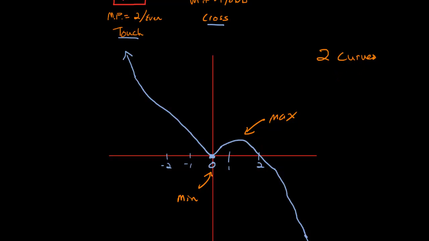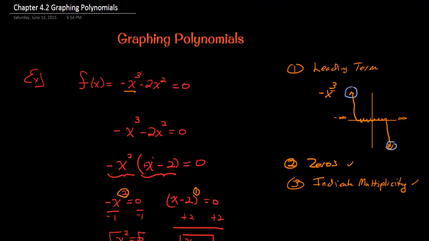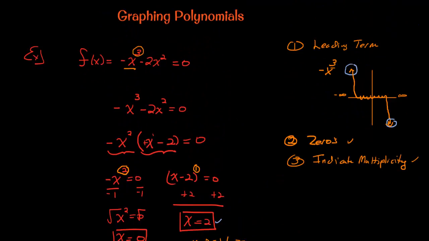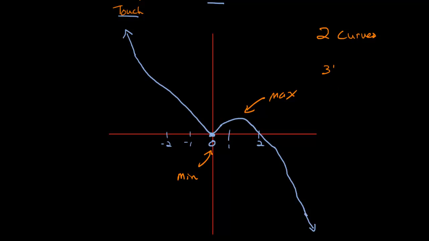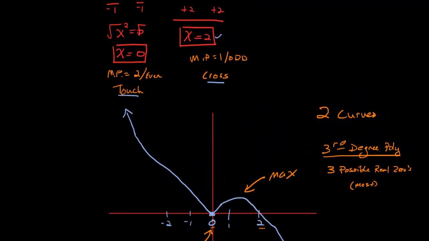And remember our degree here, what was our degree? Our degree was a third degree polynomial. So a third degree polynomial means we can have three possible real zeros, and that's at most. And notice here we had 1, 2. But remember, the multiplicity of this 0 was in fact a 2.